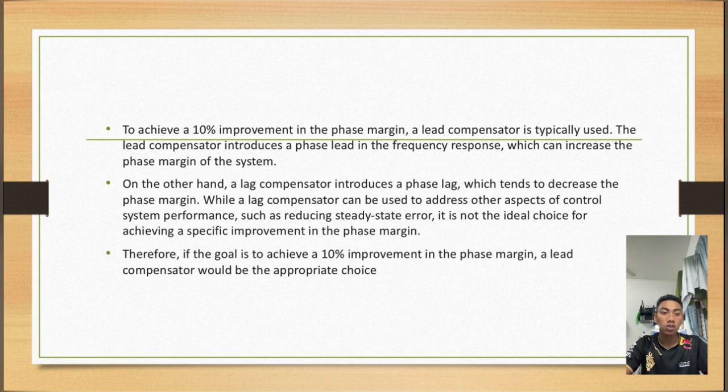Therefore, if the goal is to achieve 10% improvement in the phase margin, a lead compensator would be the appropriate choice. That's all. Thank you.